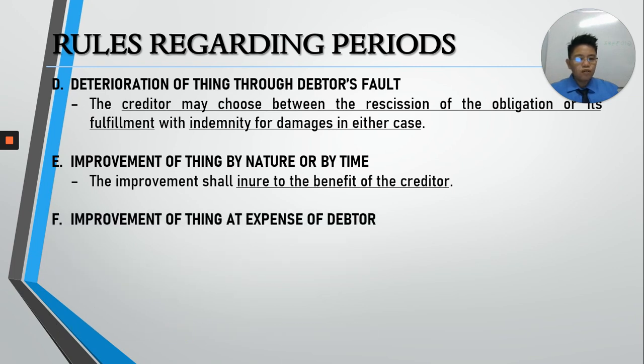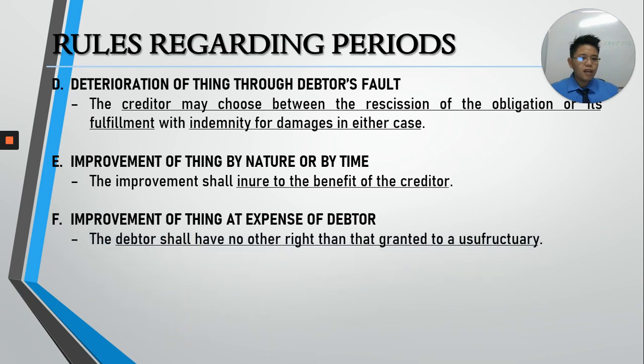What else? Improvement of the thing at the expense of the debtor, again, rights of usufructuary. So if the usufructuary can remove yung kanyang improvements, pwede niyang gawin as long as it will not cause damage to the principal, and also the usufructuary will not be paid for improvements made to the property. So yun ang tandaan natin. Rules in 1189 also applicable to obligations with a suspensive period.